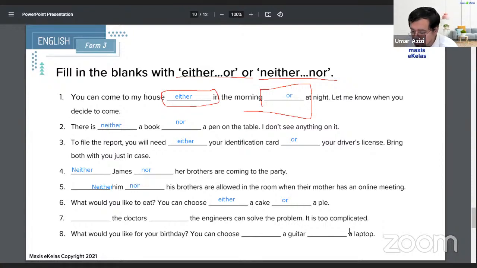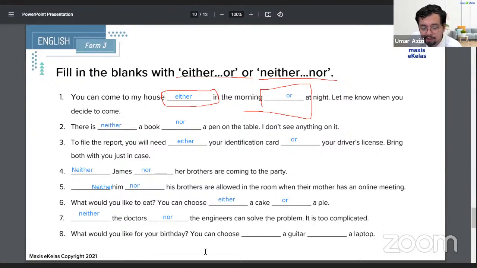Intan has me answering already, but we haven't gotten to the reset yet. There we go. So the first answer after the reset was given to us by Nur Sarah Farhana, and her answer is neither nor. Followed by Aliyah, Hashwini, Damia, and Nur Izwari. Nice. Neither and nor. Neither the doctors nor the engineers can solve the problem. It is too complicated.